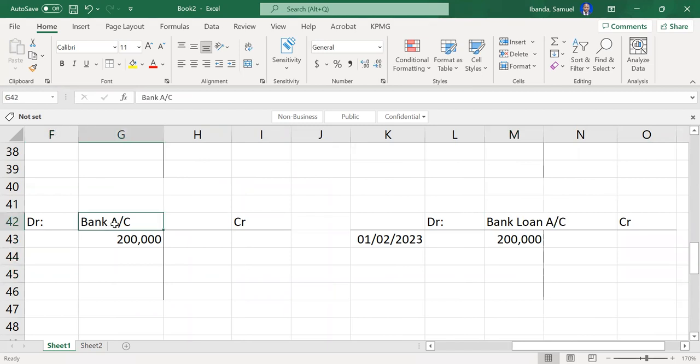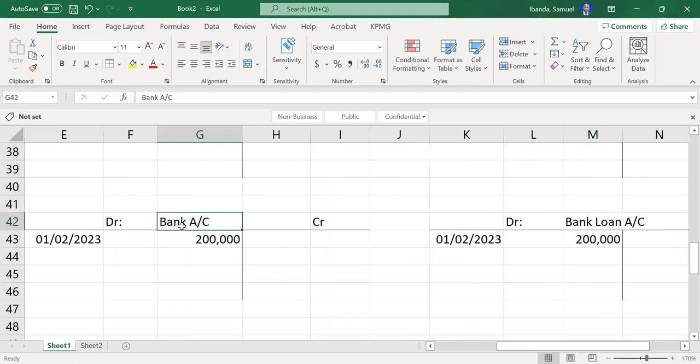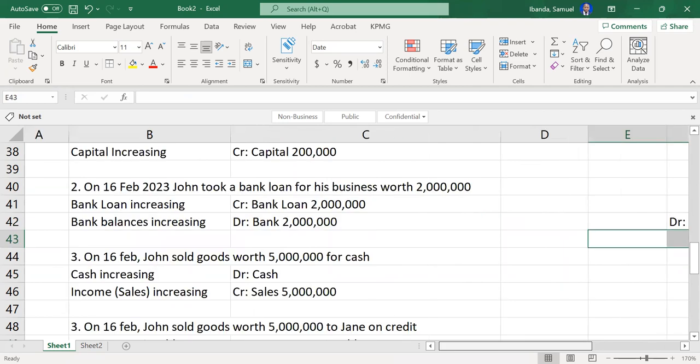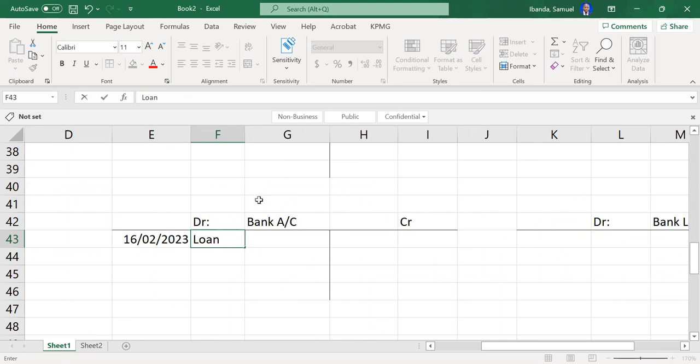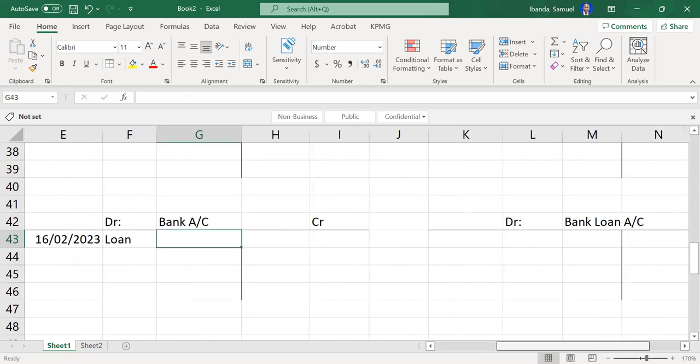Now, a bank account is different from a bank loan account. Bank is representing how much you have on the account, your asset. Well, the bank loan is representing your liabilities. These dates are not right. So this was on 16th. I'll just denote this and say on 16th, 02, 2023, I took a bank loan worth 2 million.